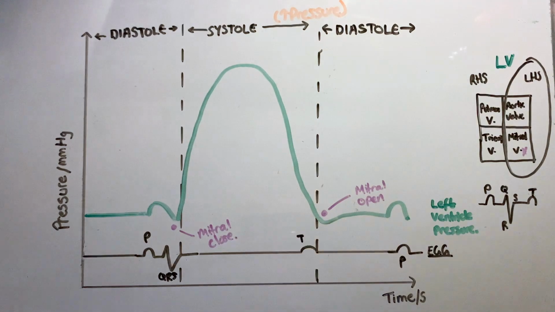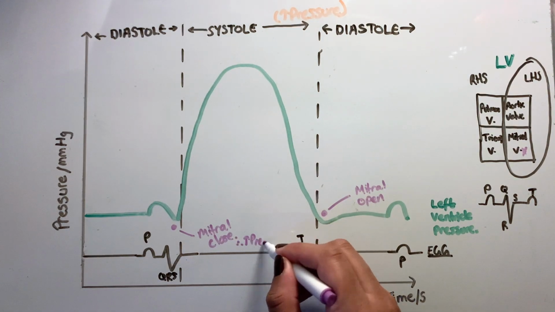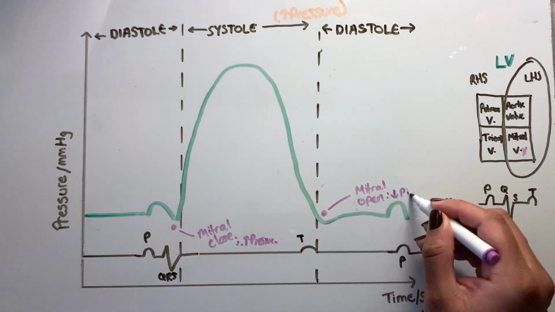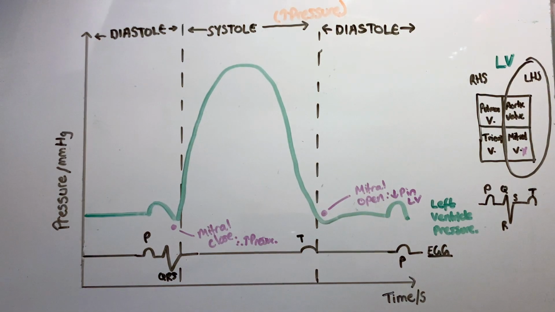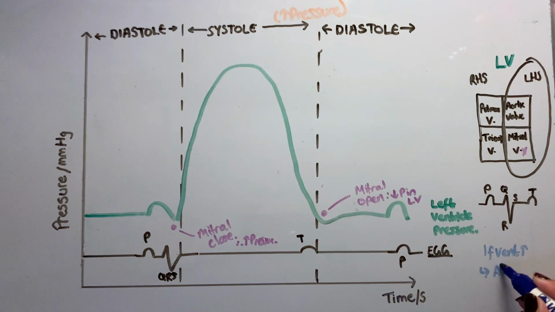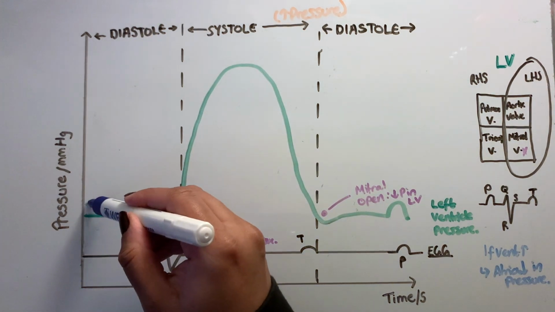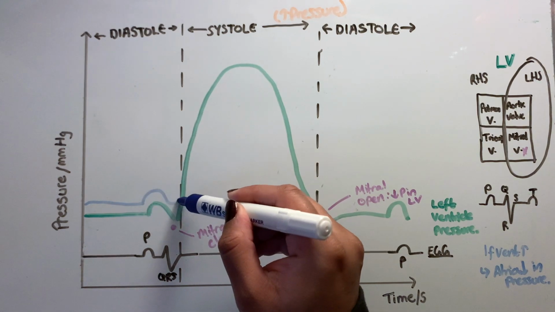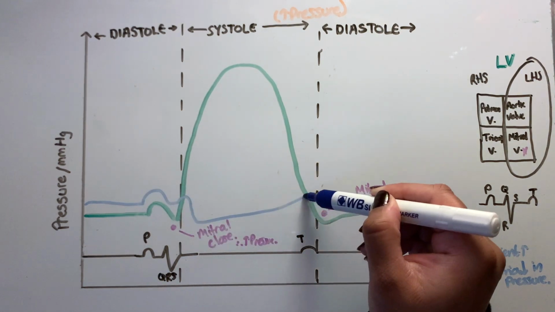There are two main points on this, which I have dotted in purple. The first one is the mitral valve will close, which increases the pressure, and then the mitral valve will open, which decreases the pressure. So imagine a hose. If you pinch the hose, the water behind the pinch will start increasing, which is similar to what we see here.